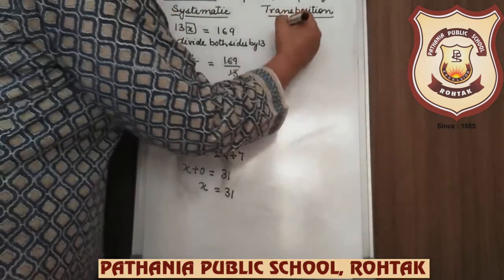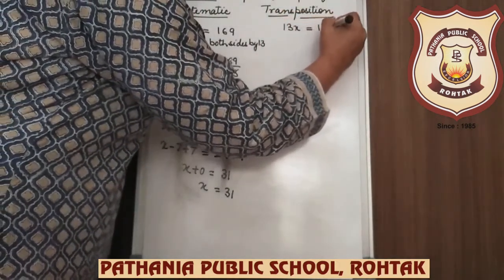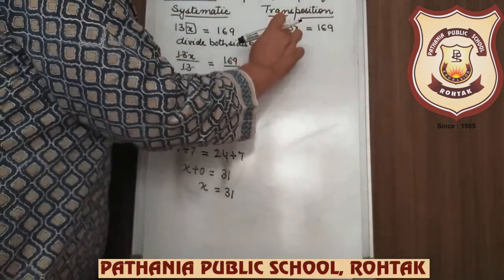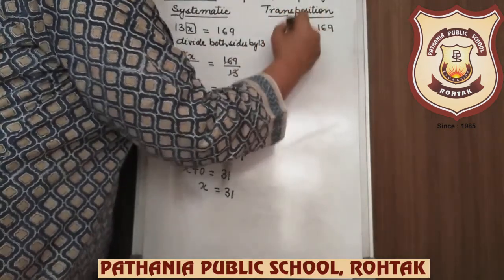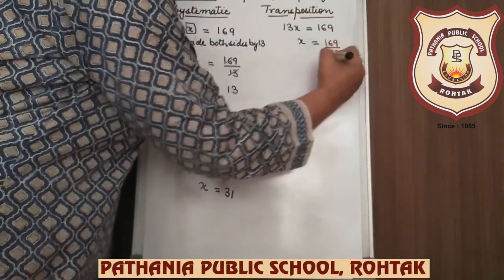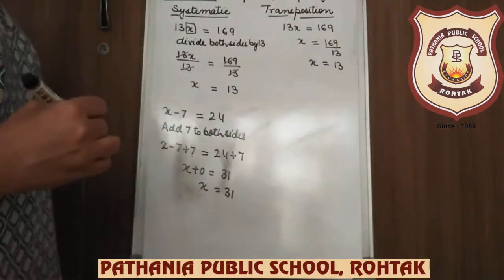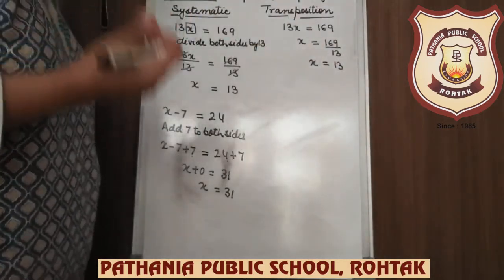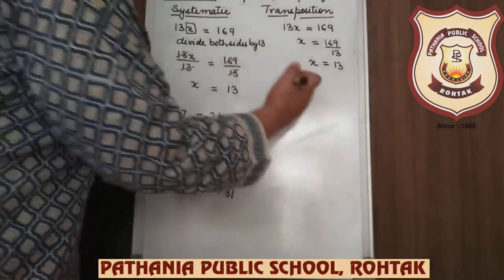I will take the same equation. In the transposition method, 13 is multiplied with x on the left hand side. When it goes to the right hand side, it will divide. So your variable value is 13. You have changed the position. If the position is changed, the operation will also change.